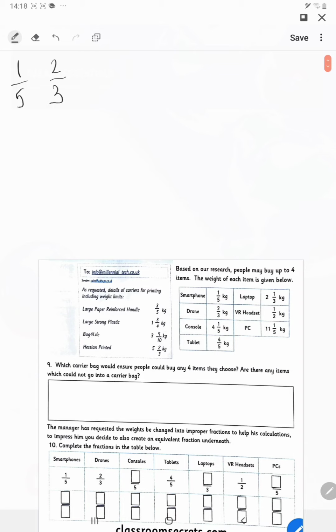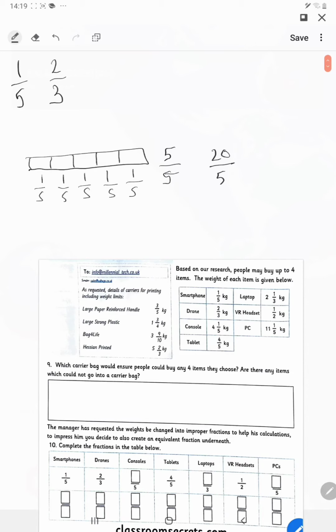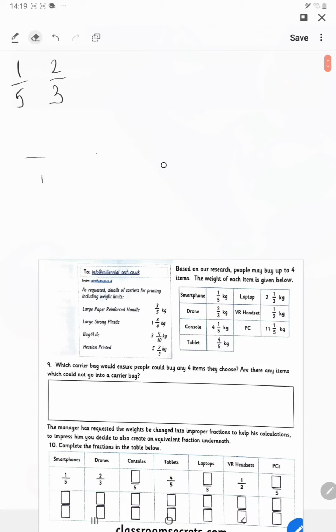If you think of a whole in fifths, you have 1/5, 1/5, and they total up to 5/5. We've got 4 of those, which would give you 20/5 with the wholes plus an additional 1/5, which would give you 21/5. So let's write that up at the top.